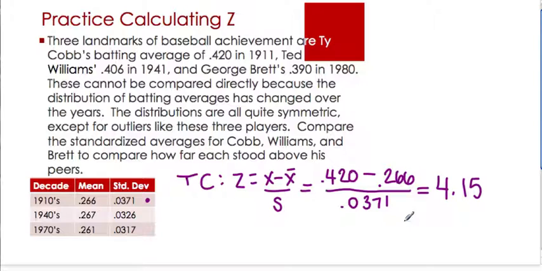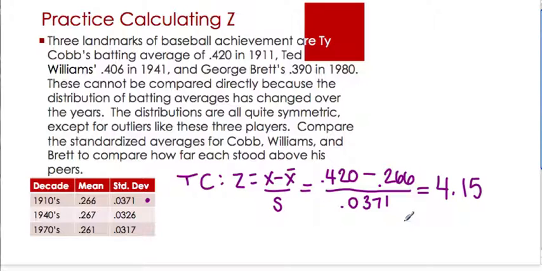Now, I want you to pause the video and calculate the z-scores for Ted Williams and for George Brett. So please pause the video right now, and I want you to calculate those 2 z-scores. Okay, let's check your work.